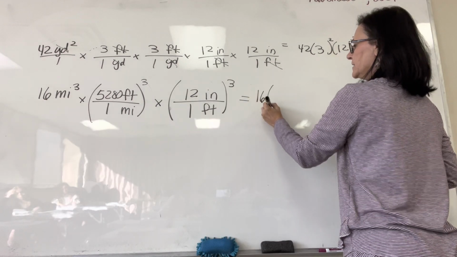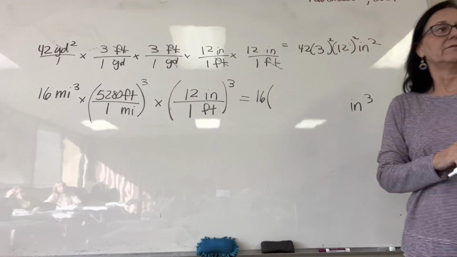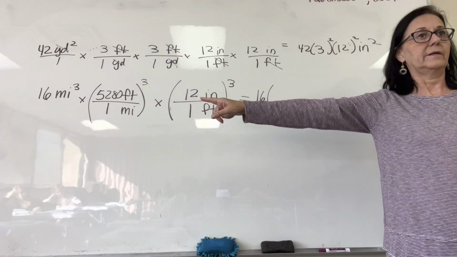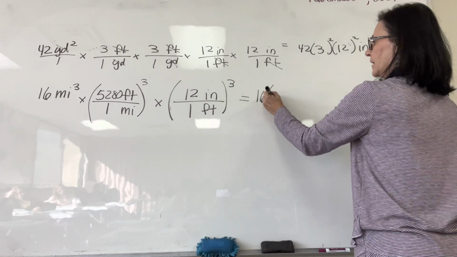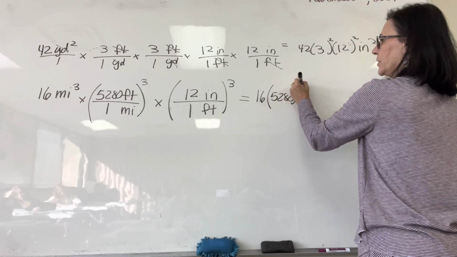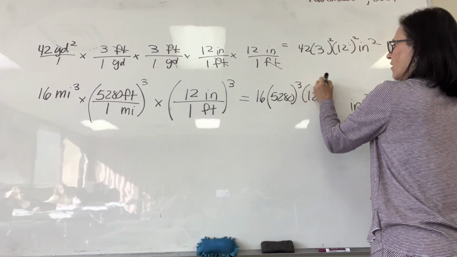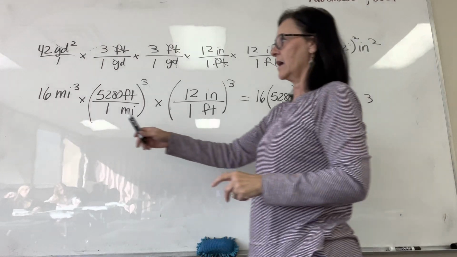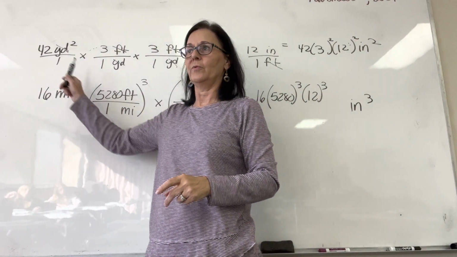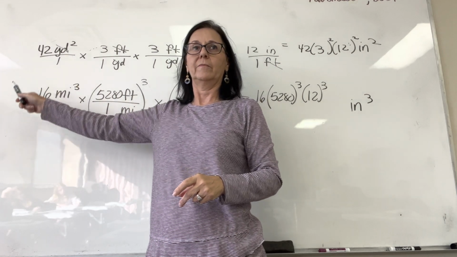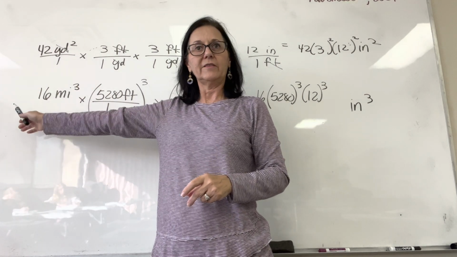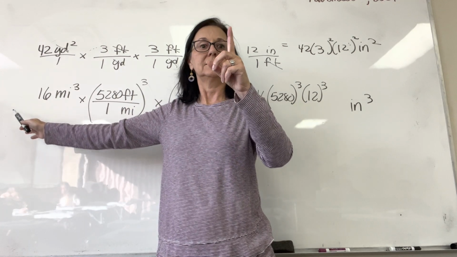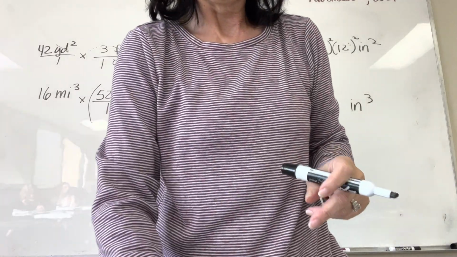So it's 16 times. Here's the big deal. 16 is not cubed. That number 16, we don't cube it. It's just 16 once times 5280. That number is cubed. 12 is cubed. Do you understand this is not cubed? It's already a cubed single term. I only write the first term once, always. Okay? All right.